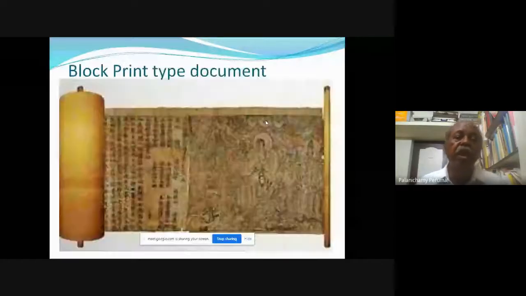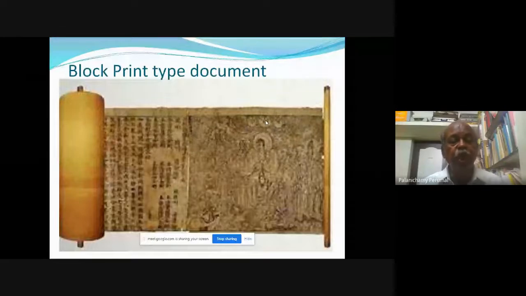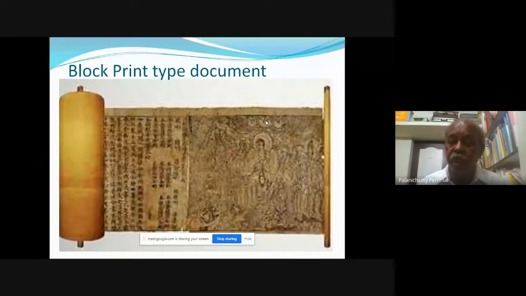So this is another block printing, of scroll type, because the papers were thin. So they printed, joined, and made it in scroll form. So these are multiple copies. The Buddhist Jatakas were printed and spread, given to others.